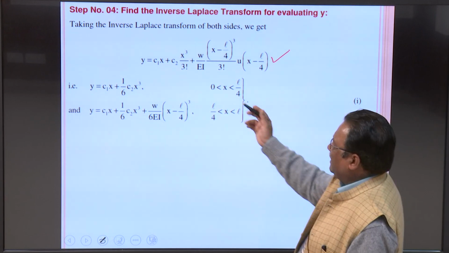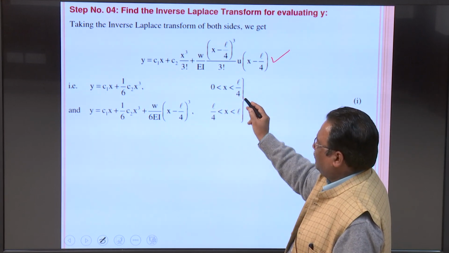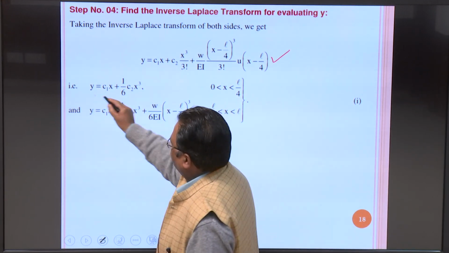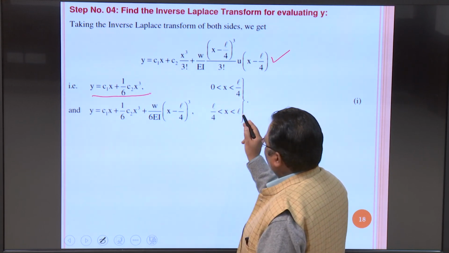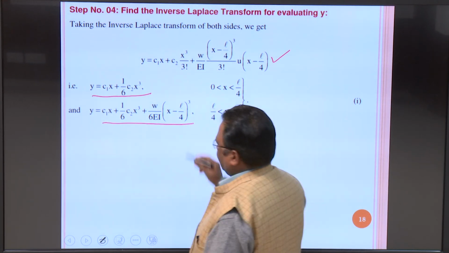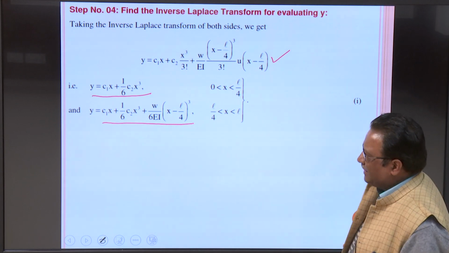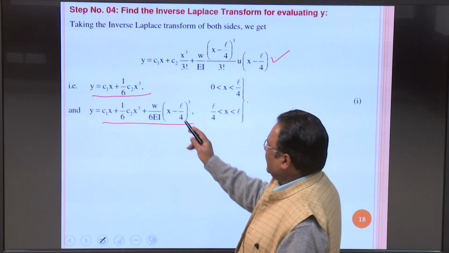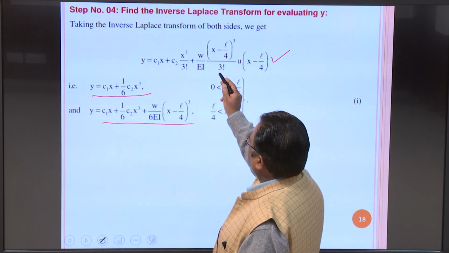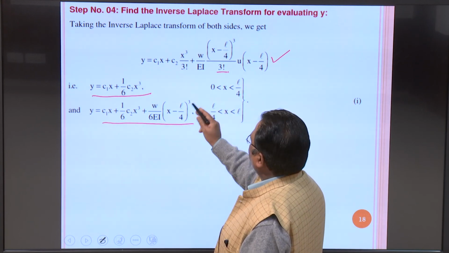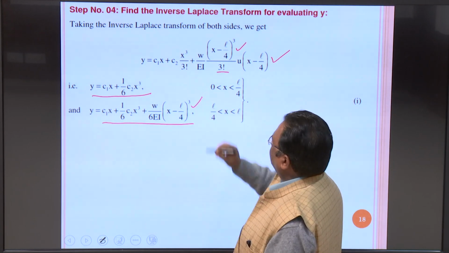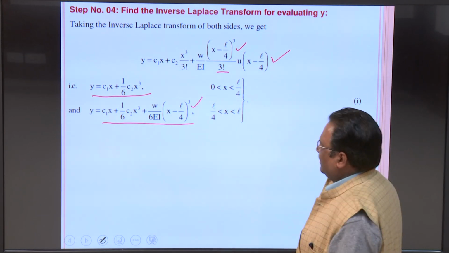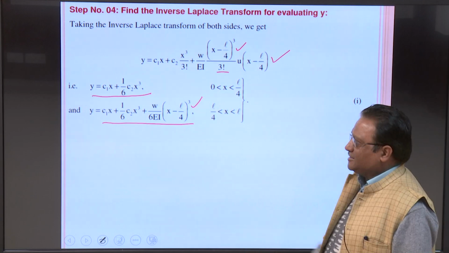Now when x is between 0 to L by 4, we get only these two terms. And when x is between L by 4 to L, we get these three terms. y is equal to C1 x plus 1 by 6 C2 x cube plus W over 6 EI (x minus L by 4) cube, since 3 factorial is 6. So when x is in between this, we get this expression.